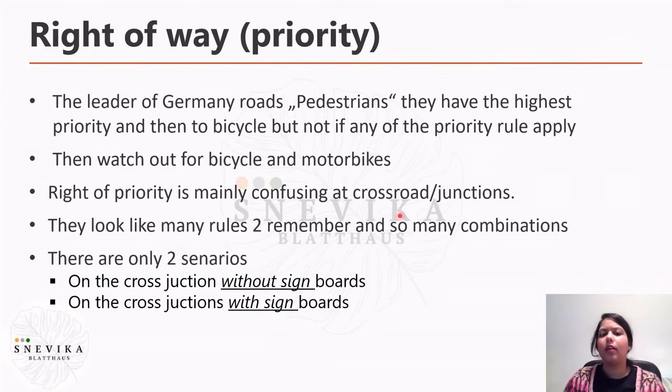This right of priority is on the crossroads and the junctions. Mainly, there are two things you should understand. One is a scenario without the boards, and another is the scenario with the boards. So we will do some examples on this, and it will be easy for you to understand. But before we go to this section, let's see what the hierarchy is and what you should remember.